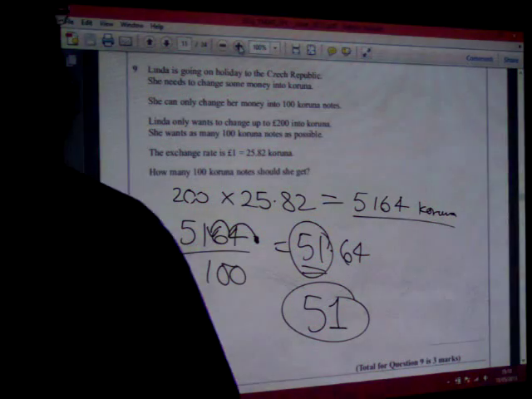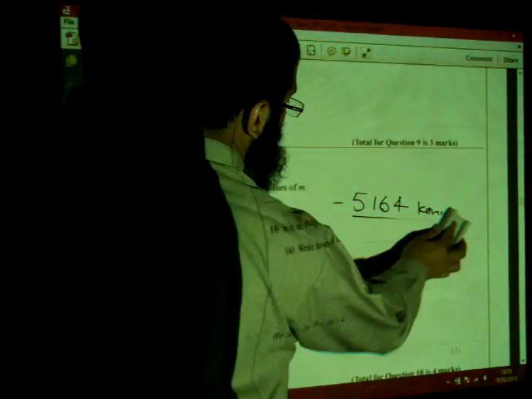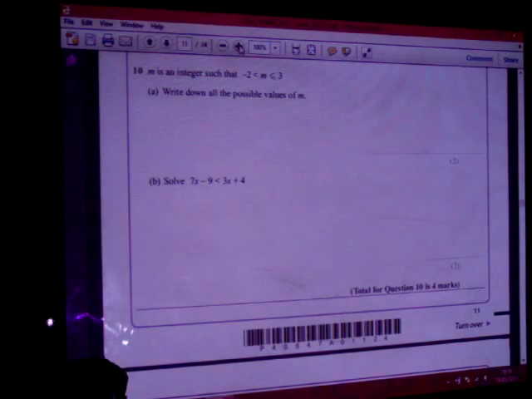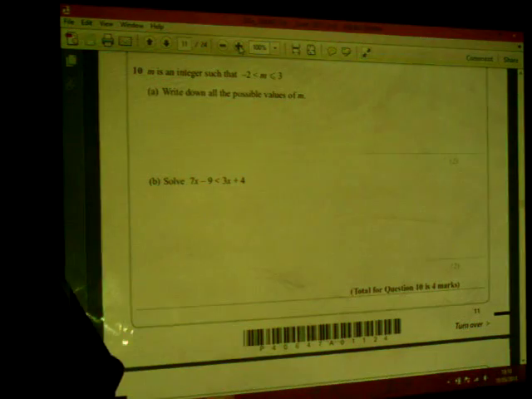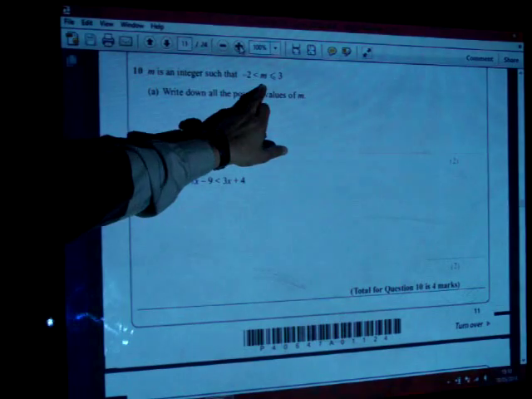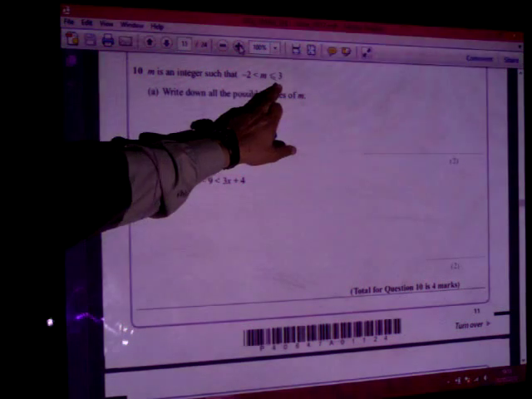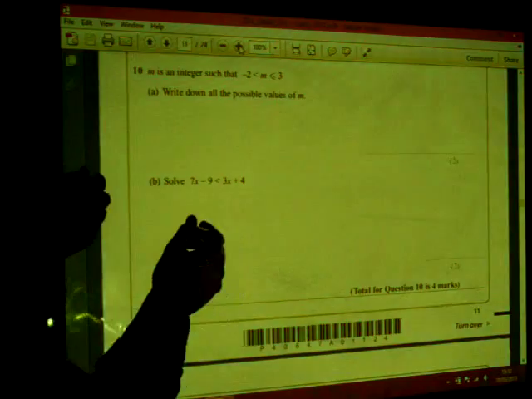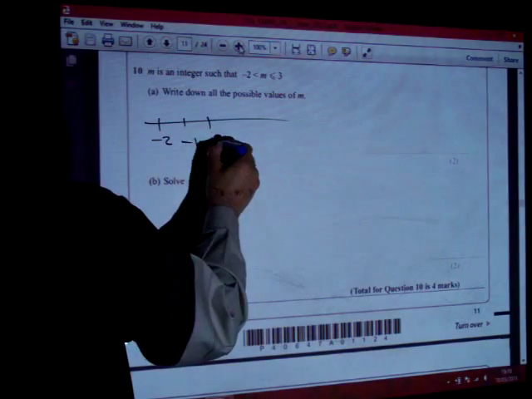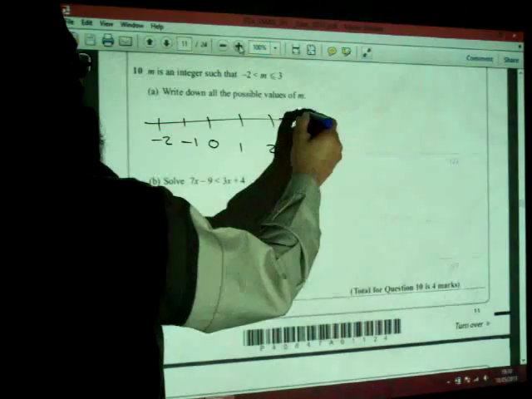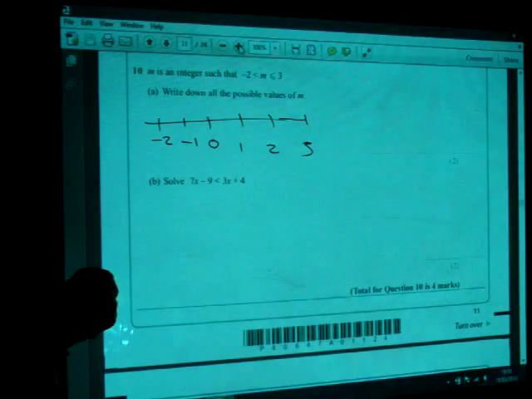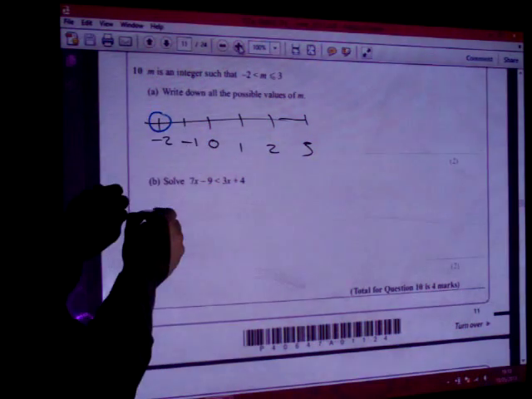Okay, let's move on. Number 10. M is an integer. Integer meaning whole numbers, negative or positive, but whole numbers. Such that the inequality M is greater than -2 but less than or equal to 3. We can quickly show this on a number line. So here's -2, -1, 0, 1, 2, and 3. The M must be greater than -2, so you put an empty circle.